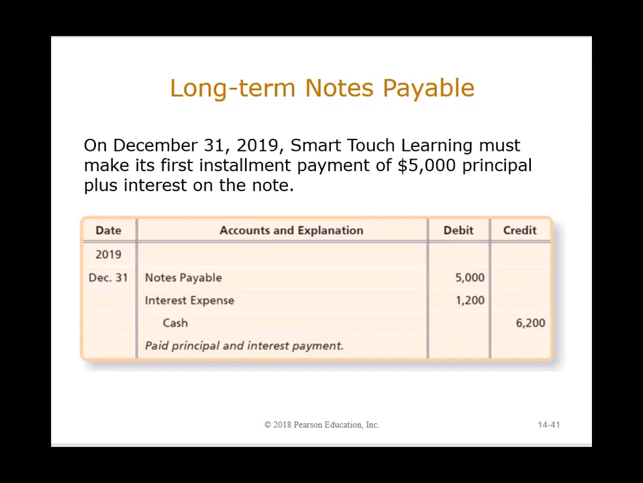All right, so here we see an example of what a payment would look like. When they make that payment of $6,200, they're only going to debit notes payable for $5,000. That's the amount that's actually reducing the payable. That's the portion going towards principal. That $1,200 interest expense is just going to be debited to the expense account.